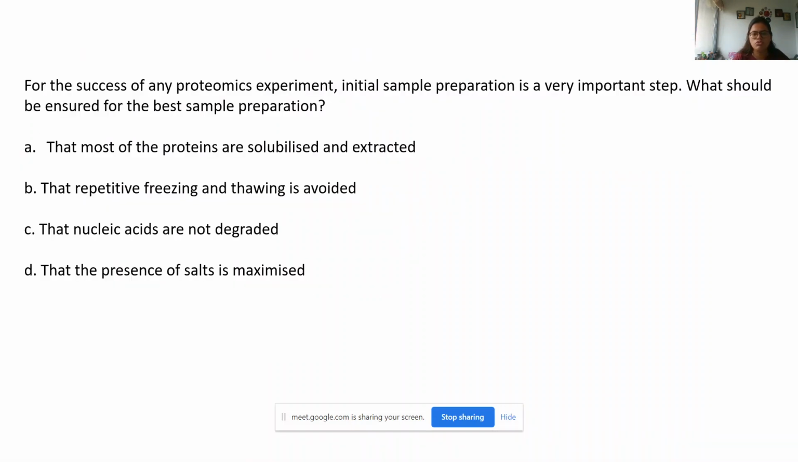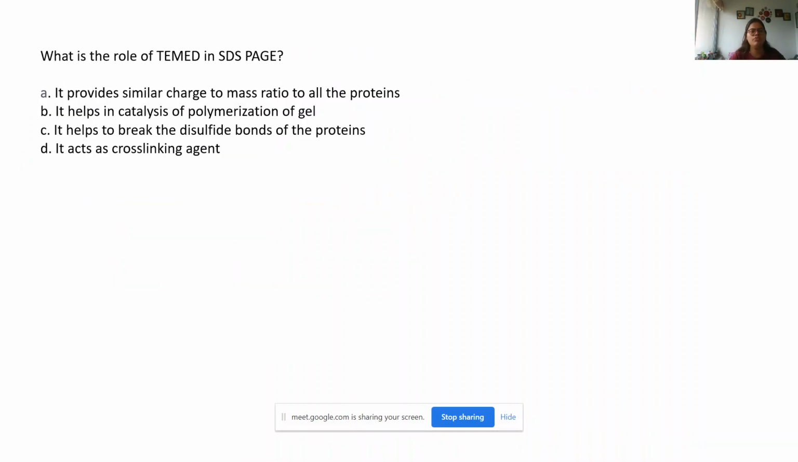Coming to another question related to SDS PAGE. SDS PAGE is one of the simplest technologies for separation of proteins, right? There are different reagents used in SDS PAGE, right? TEMED is one of them. So what is the role of TEMED? Can someone answer this?